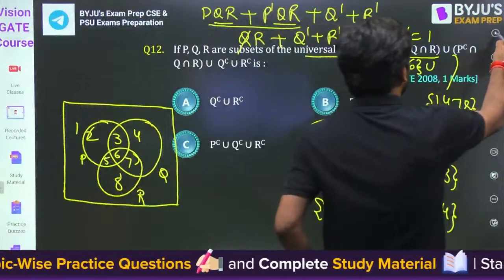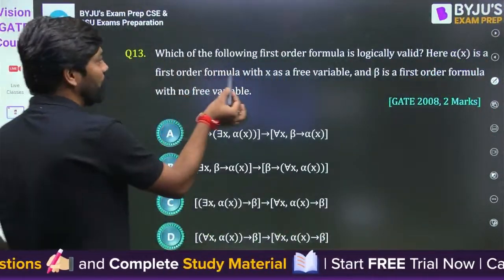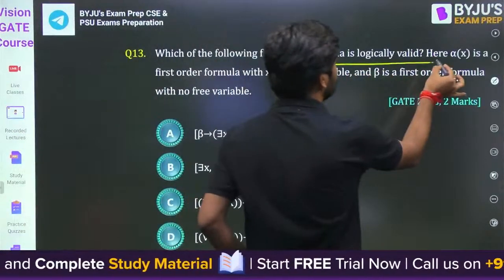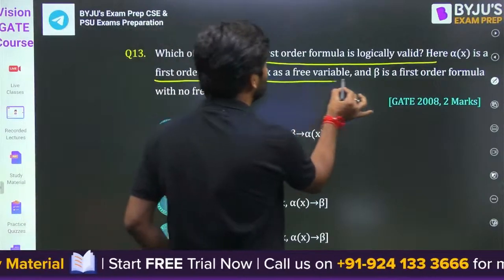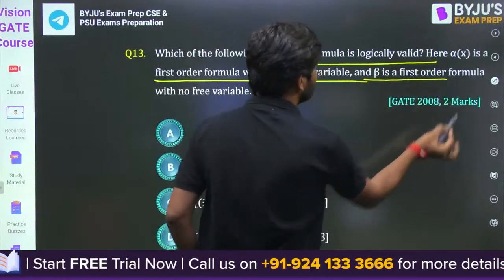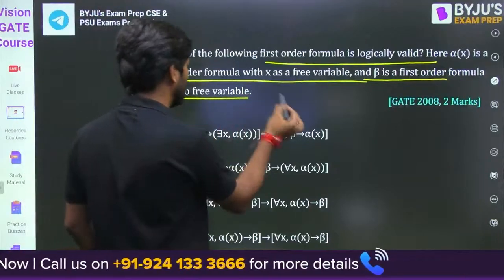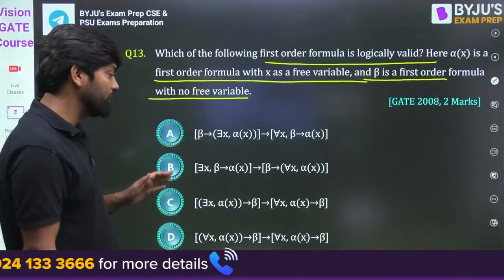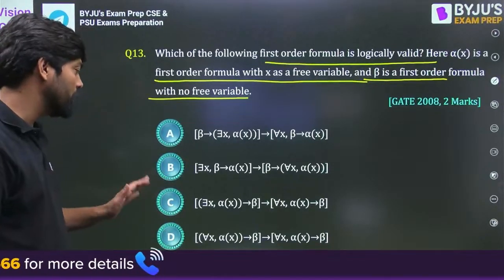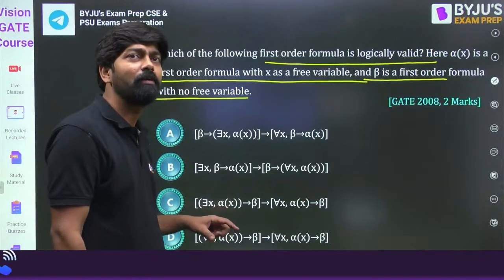Now see clearly this question. Which of the following first order logic formulas is logically valid? Here alpha x is a first order formula with x as a free variable, and beta is a first order formula with no free variable. So they have given some options. For this one, I very clearly told you, you need to take some universe of discourse. Either x value can be 1 and 2.